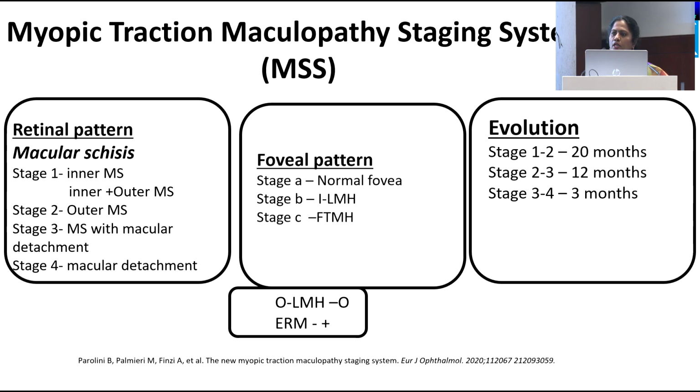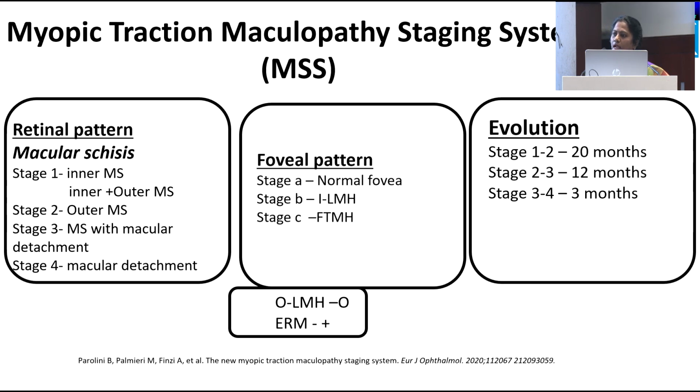In this, you should understand there's a retinal pattern, there's a foveal pattern, and there is an evolution. This is most important. So you label it as staging. The fovea, you talk about A, B, and C, and you also understand about the evolution. So you know the stage 1 to 2 takes 20 months nearly, 2 to 3, around 12 months, and 3 to 4 is 3 months.